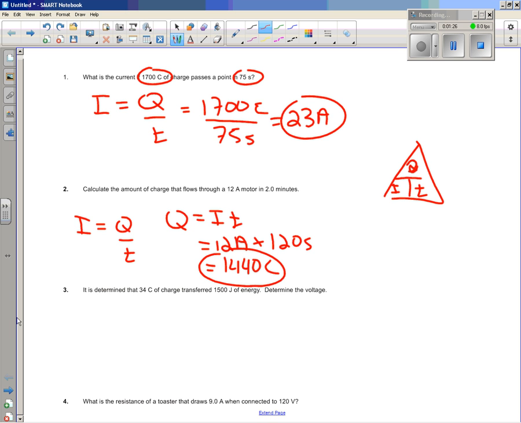It's determined that 34 coulombs of charge transferred 1,500 joules of energy. Determine the voltage. Voltage, or potential difference, is V, and it's equal to energy over charge, or joules per coulomb. So that's 1,500 joules over 34 coulombs. Gives me 44 volts.